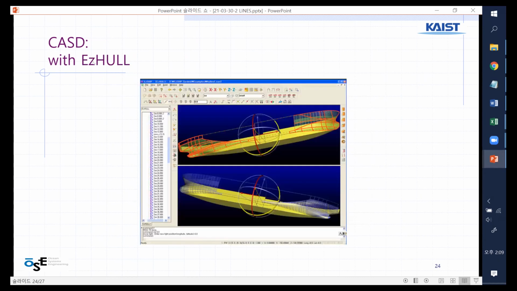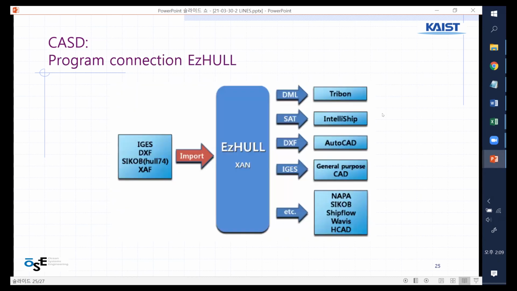And EasyHull is another software. It comes from Seoul National University. A small company was brought up, and they developed their own software. And this is the screen of that software called EasyHull. They can use data coming from different softwares, and then can connect to Tribon.